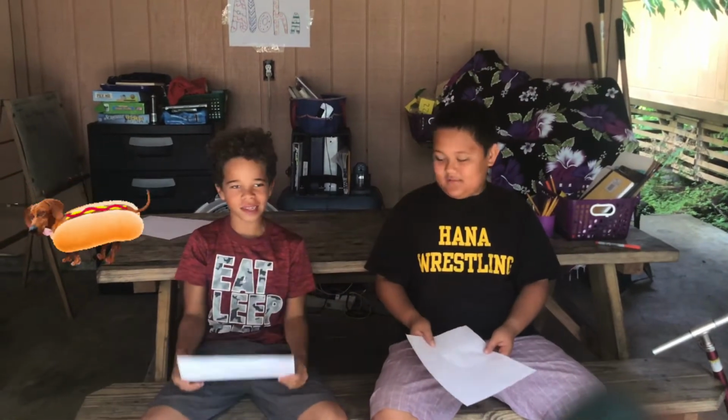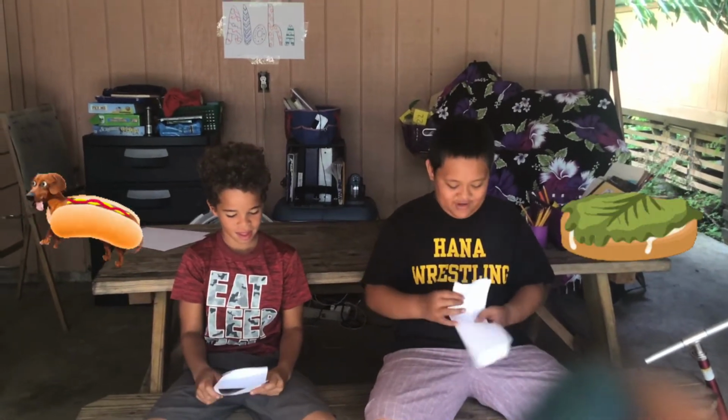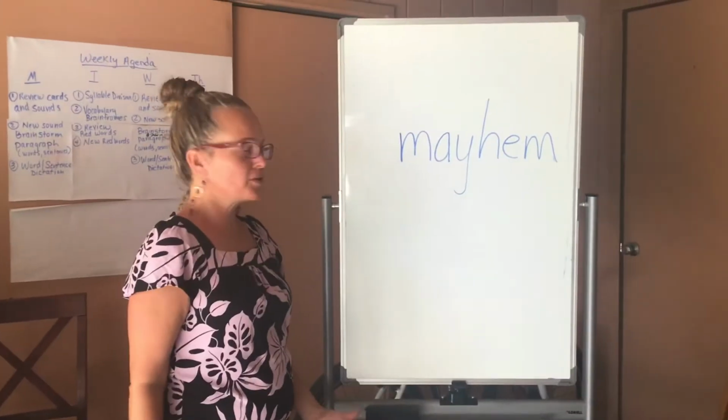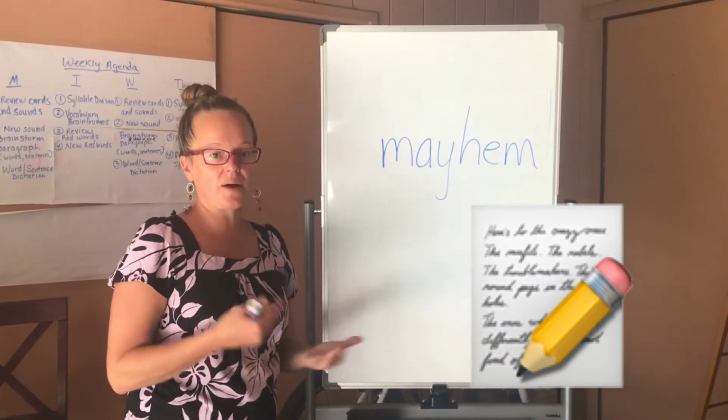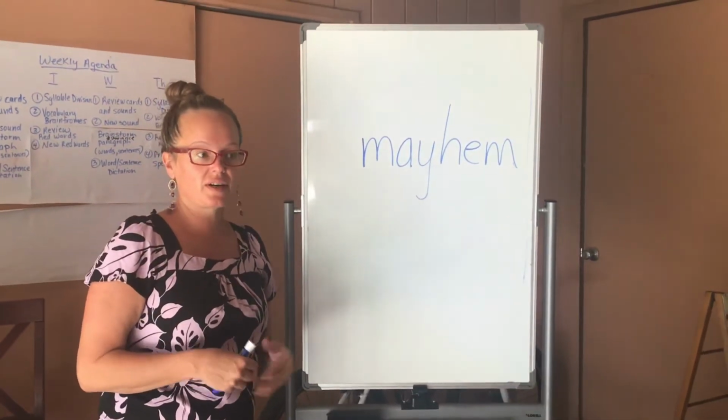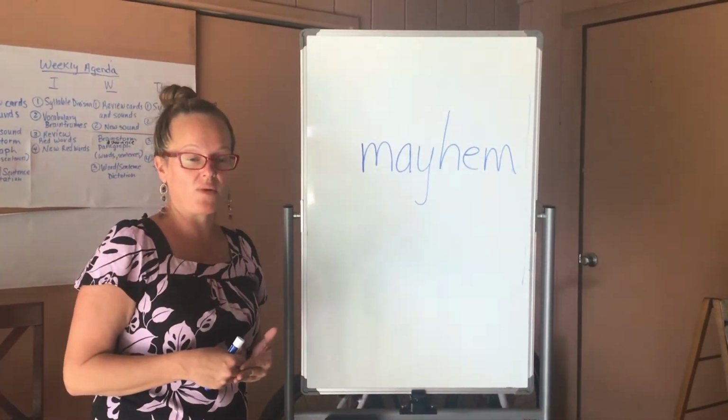Brain friends. Fold it like a hot dog. Fold it like a hamburger. All right, so you need to take out a piece of paper or your composition books. We're going to do the syllable division for the multisyllabic AY words.